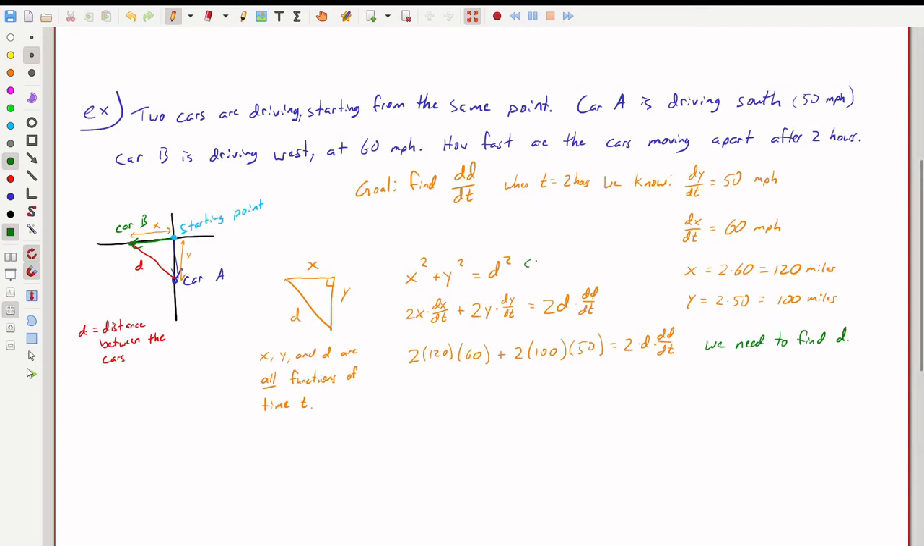So going back to my original equation, x squared plus y squared equals d squared, if I plug in x is 120 and y is 100, then I can solve for d. Okay, so I have 120 squared plus 100 squared. When I add those up, I get 24,400. And then take a square root. So d is the square root of 24,400, which is approximately 156.205.